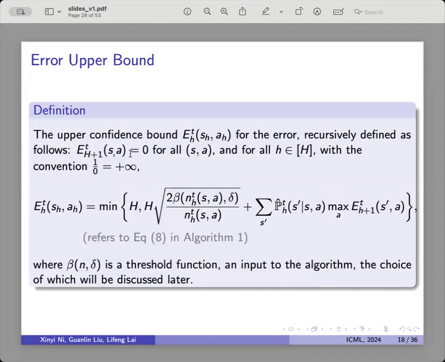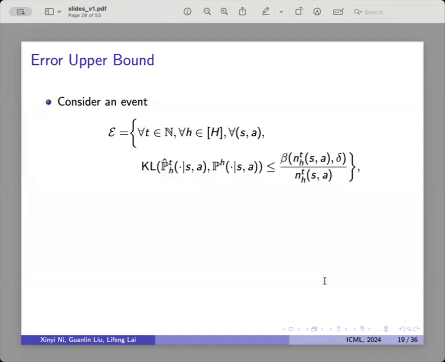We first define upper confidence bound in this way, which is recursively defined as follows. When h equals H plus 1, the error equals 0, but at other times, the upper error bound is defined as a minimum over this. And this also refers to equation 8 in the algorithm. And notice that the beta here is a threshold function, which is actually an input to the algorithm, the choice of which will be discussed later.